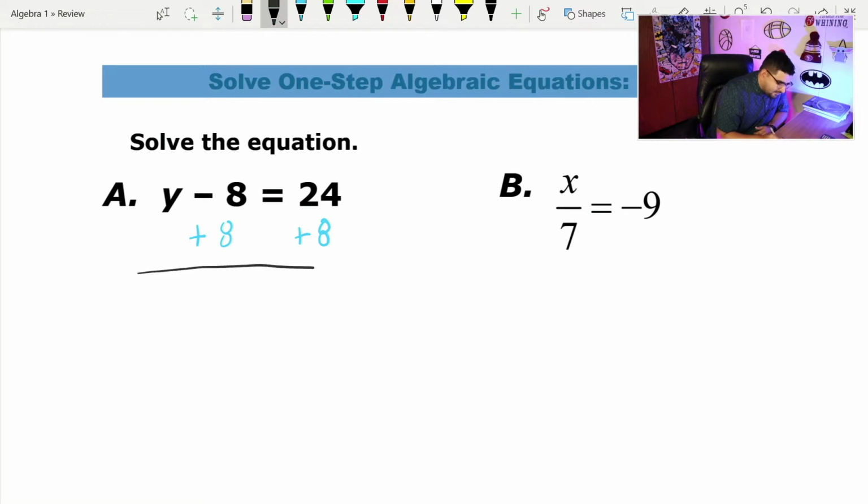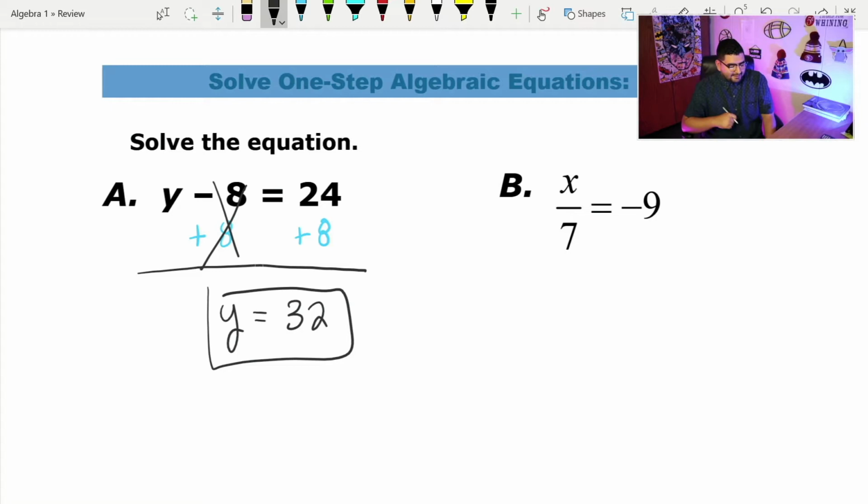Now the reason why these are called one-step equations is because they can be solved after performing one step. So the one step was to add 8 to both sides, which would mean it cancels on the left, and I'm left with y equals 24 plus 8 is 32. That would be my final answer.